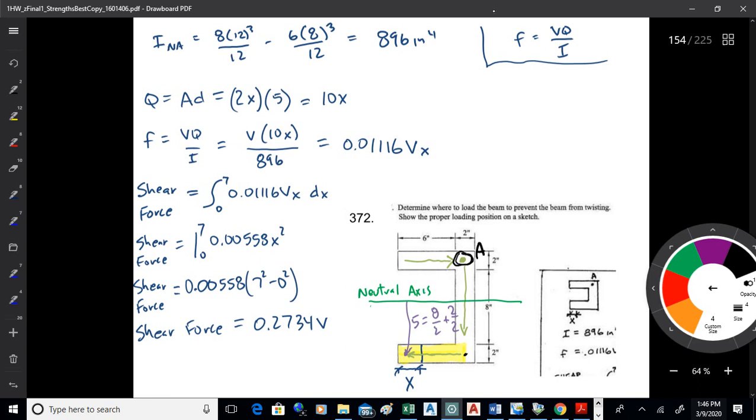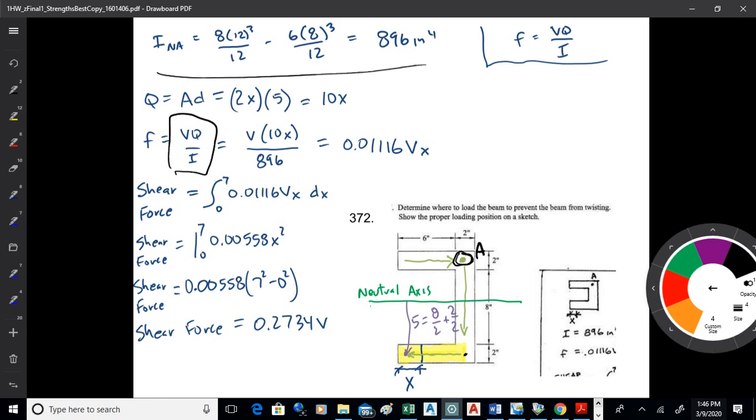That's VQ over I. Now I want to find I about the neutral axis, and that's a symmetrical beam. It's a C channel, so I can do that. I can go the base times the height cubed over 12 and subtract off the cutout, the 6 by 8 cubed over 12. Now I can do that because it's a C channel and it's symmetrical about the neutral axis. What are the two beam shapes that doesn't work with?